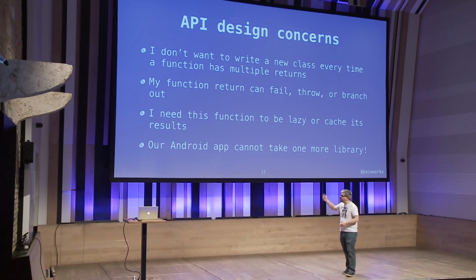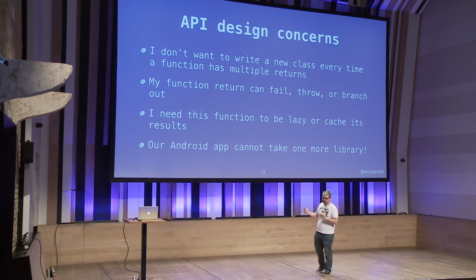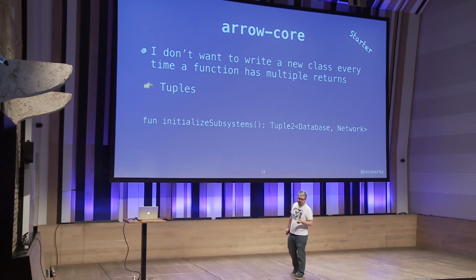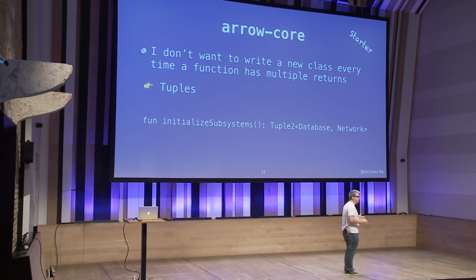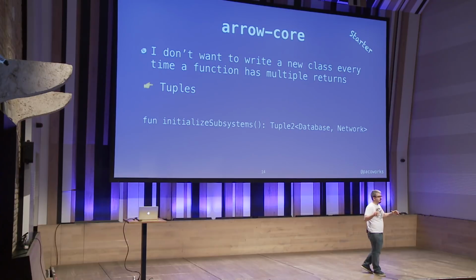Or, even if my Android app cannot take a single more library, we can still provide you with something that is a core, that is the very minimal implementation that is going to be helpful to you. And that's the ArrowCore. ArrowCore is a simple starter library, so you're going to be seeing those indications at the top about more or less the level required to use these constructs. It doesn't mean that when you use the Arrow library, you have to use everything else. You just pick and choose the ones that are important to you.